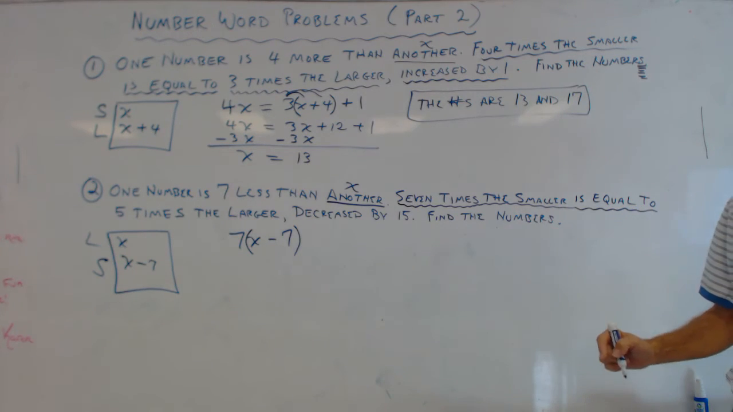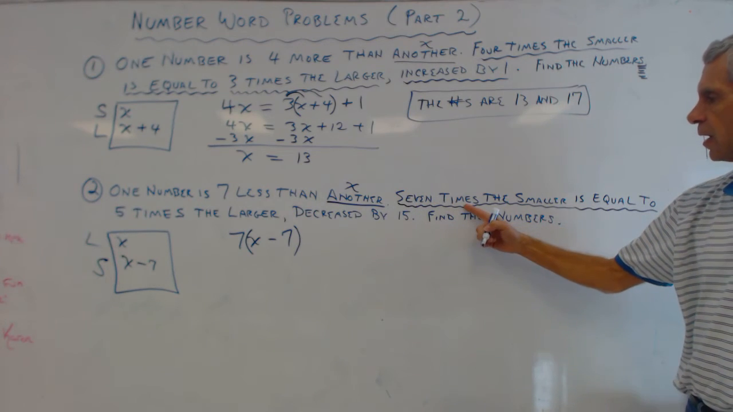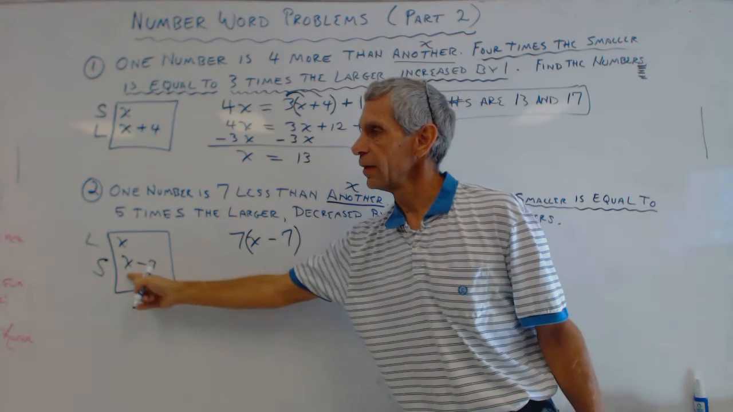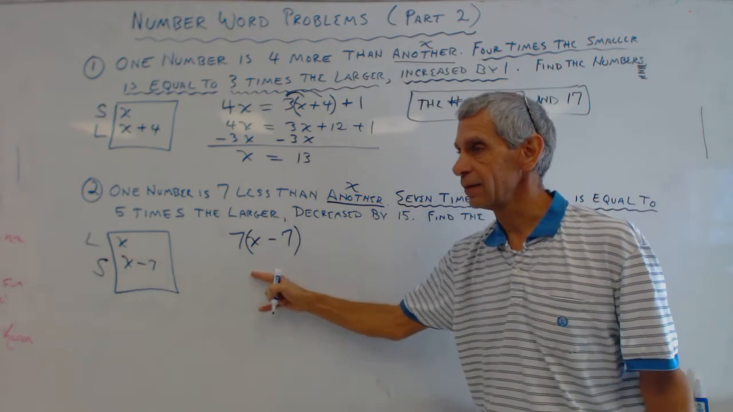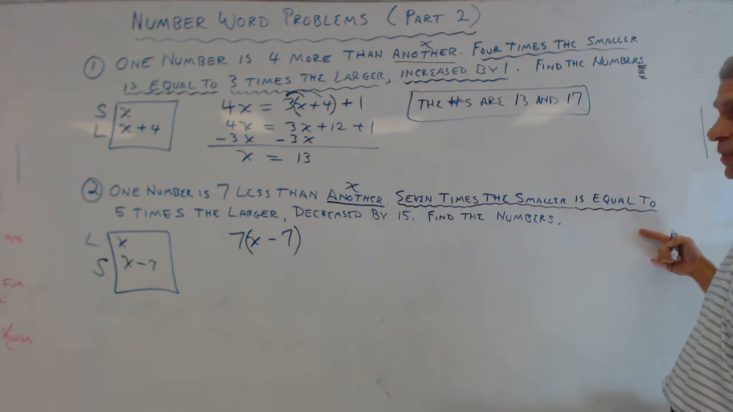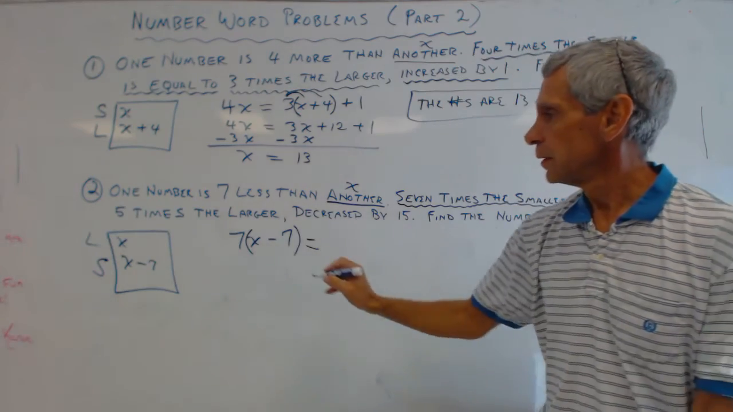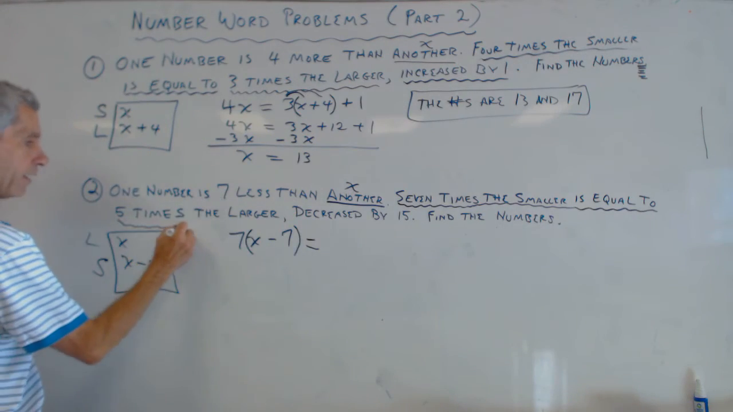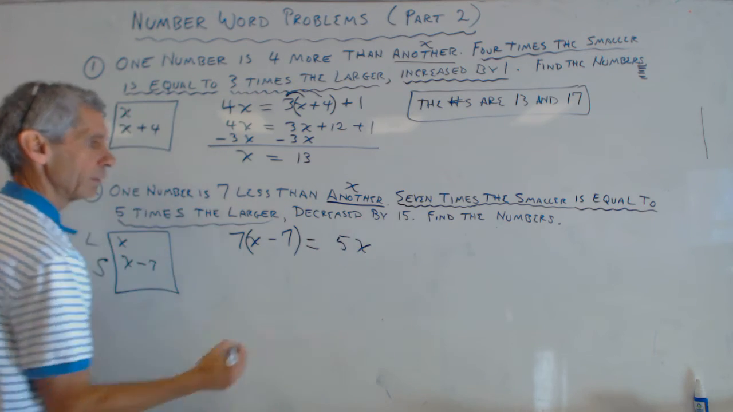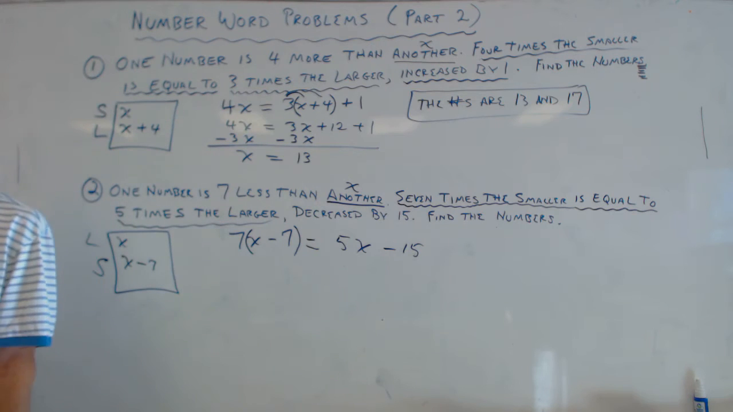Wait, why is it 7x? Because it says 7 times the smaller. And the smaller is x minus 7. So I have to do 7 parentheses x minus 7, distributive property. And then it says is equal to, what do I put? Equals. And then 5 times the larger. So it's 5x decreased by 15, minus 15. Not hard, right? Pretty easy, right?